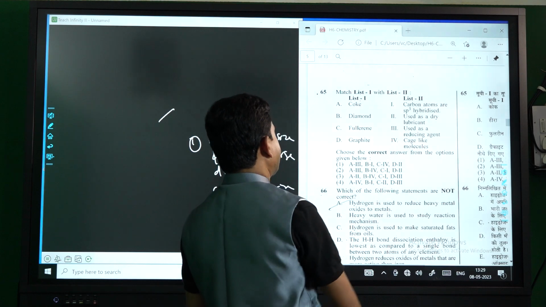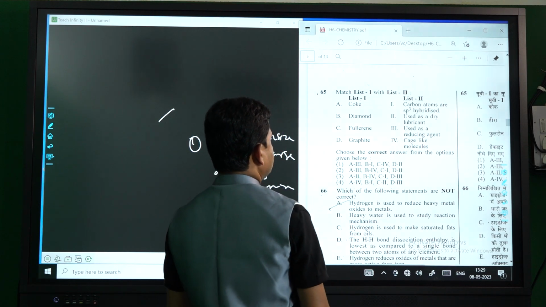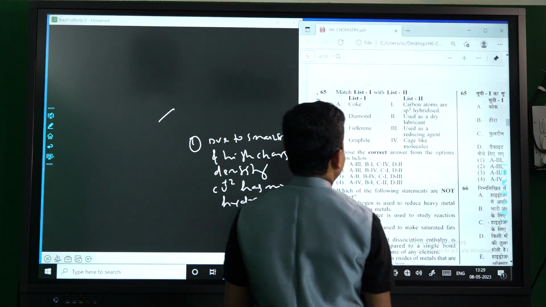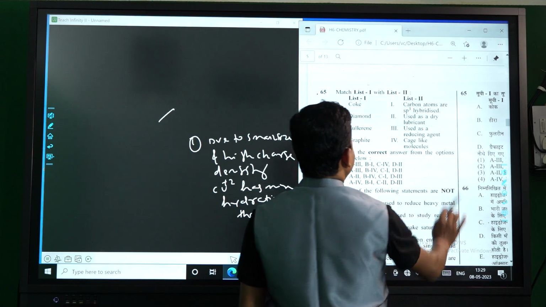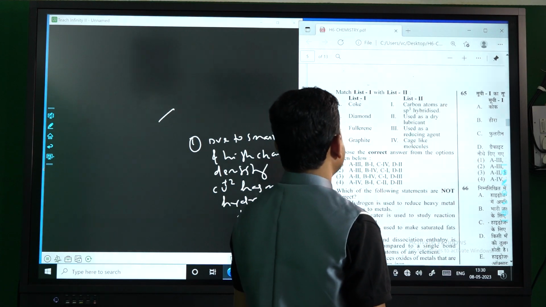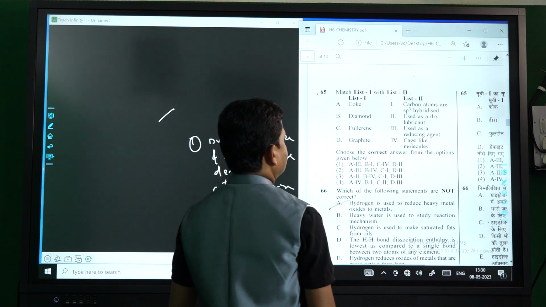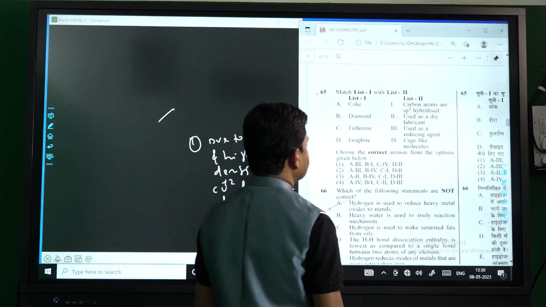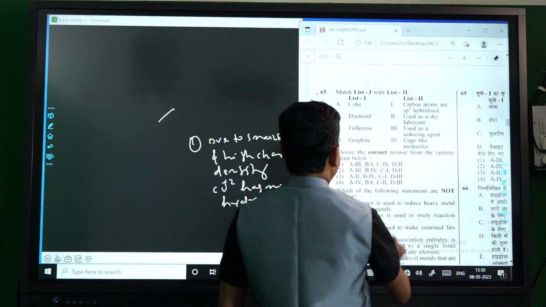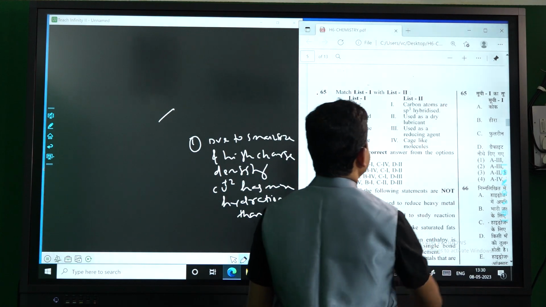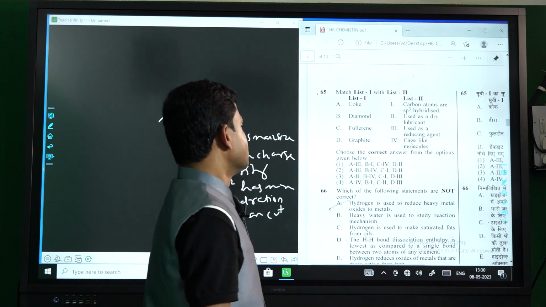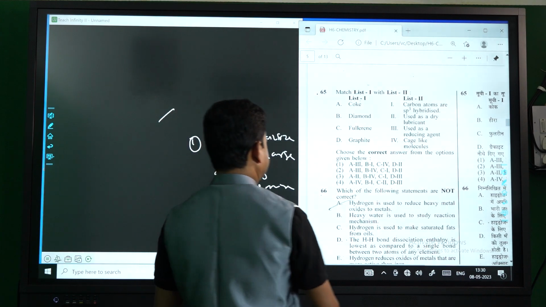So between option 1 and 2, which option is correct? Now come to diamond. In diamond, carbon atoms are sp3 hybridized. So option 1 is correct. Fullerene is a football-shaped molecule. And graphite is used as a dry lubricant. So option 1 is correct.